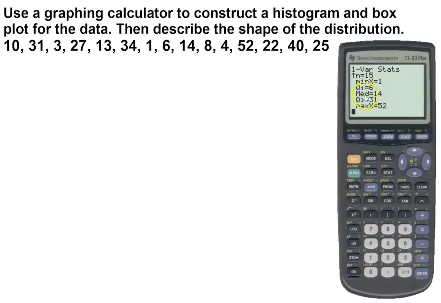Now, another thing you can look at is to compare the median and the mean. The median was 14 and the mean is 19. So if the median is to the left of the mean, that means it's positively skewed. If the median is to the right of the mean, then it's negatively skewed. And if the median and the mean are pretty much the same, so I would say if they're within 1 from each other, then we would consider them the same and that would be symmetric.